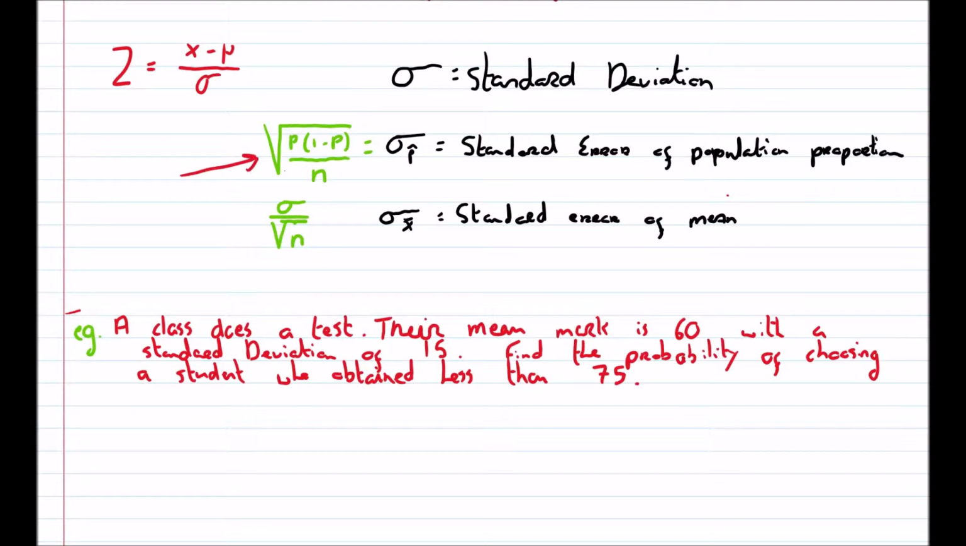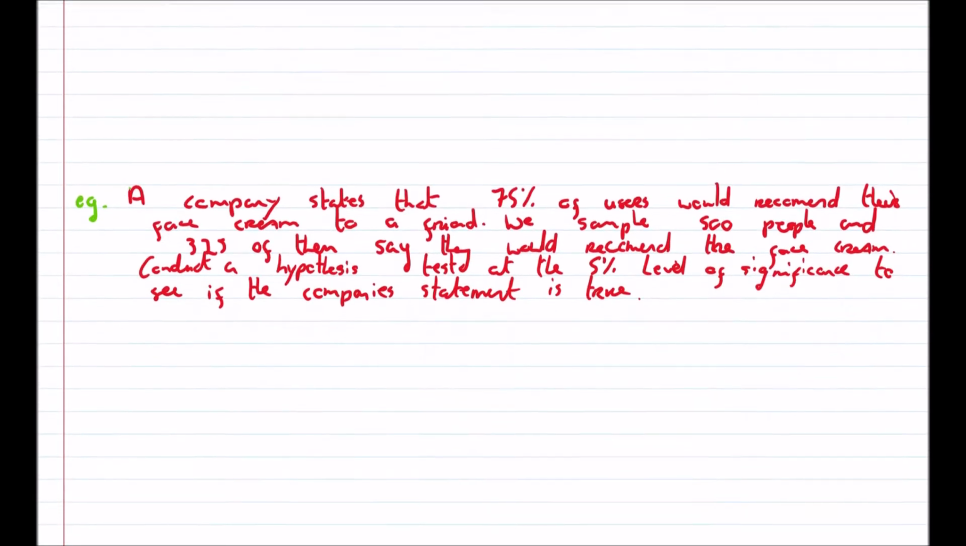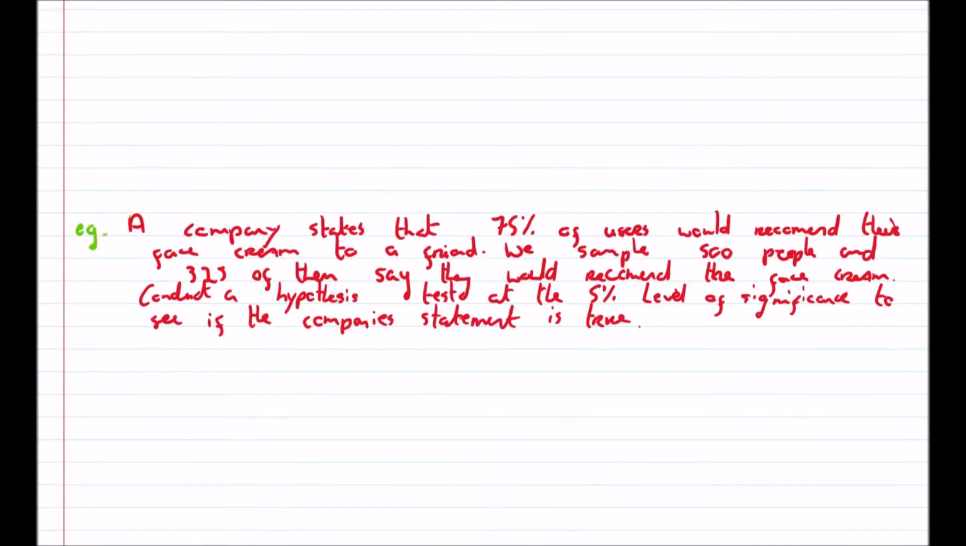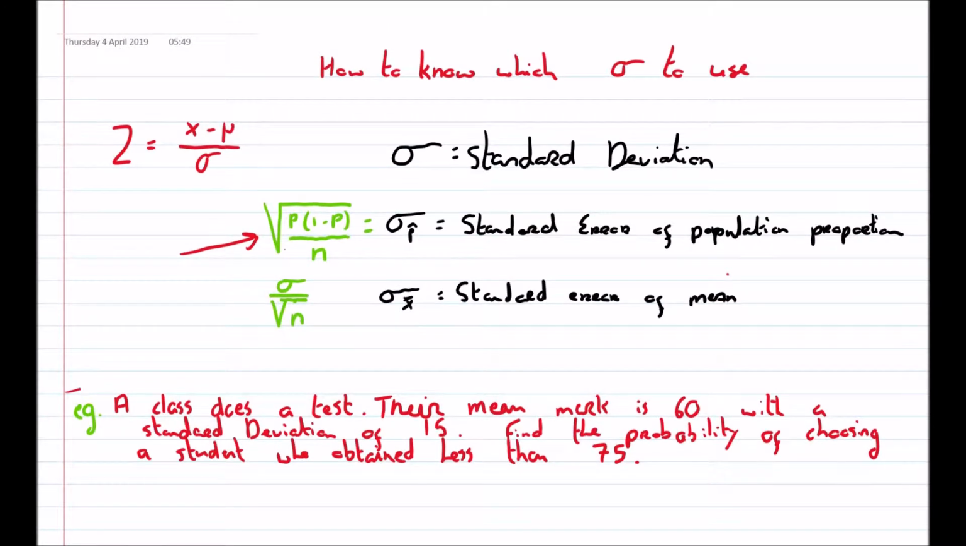We generally use this one if we're talking about population proportions. Okay, so this question here would be a population proportion. So a company states that 75% of its users would recommend a face cream to a friend. We sample 500 people. 325 of them say they would recommend this cream to a friend. Conduct the hypothesis test. So there's nothing really about a mean there. Right? We're not comparing two means, and generally it's population proportion. So we'll be using this and putting a value in there.